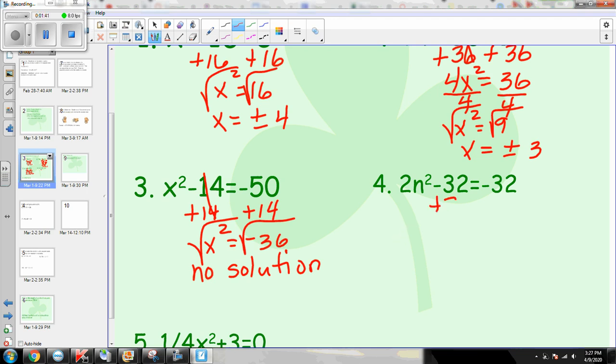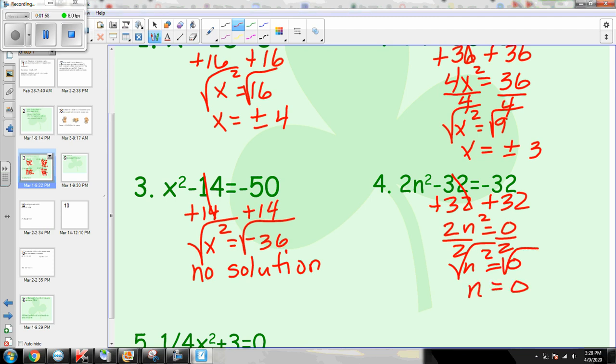On number 4, I need to add 32 to both sides. Once I do that, I'll have 2n to the second equals 0. Then I'm dividing by 2 to get n to the second equals 0. When I take the square root of both sides, I'll have one answer, which is n equals 0.